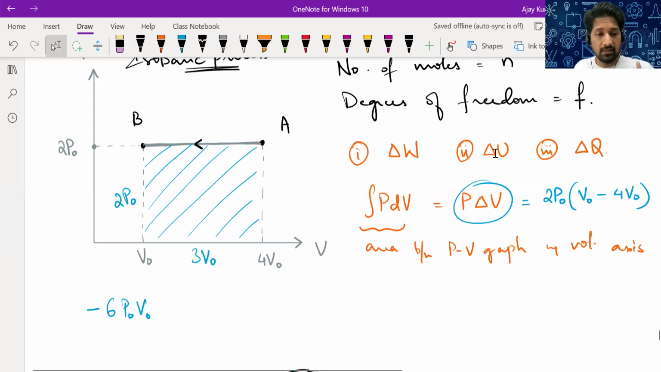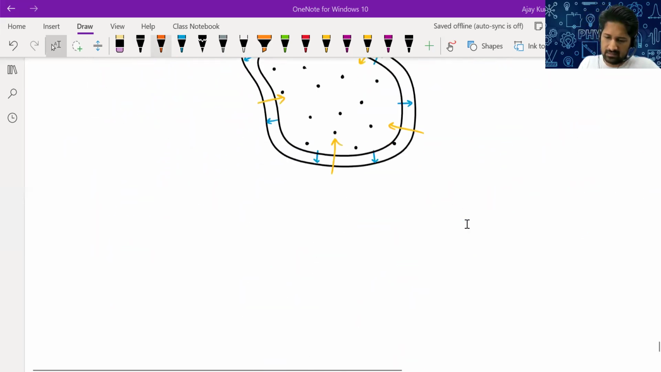As I said, in physics, delta W stands for work done by the gas, not on the gas. So if the volume of a gas is decreasing, work done by the gas will be negative in any process, not just in an isobaric process. Volume decrease means work done is negative by the gas. Next is change in internal energy.